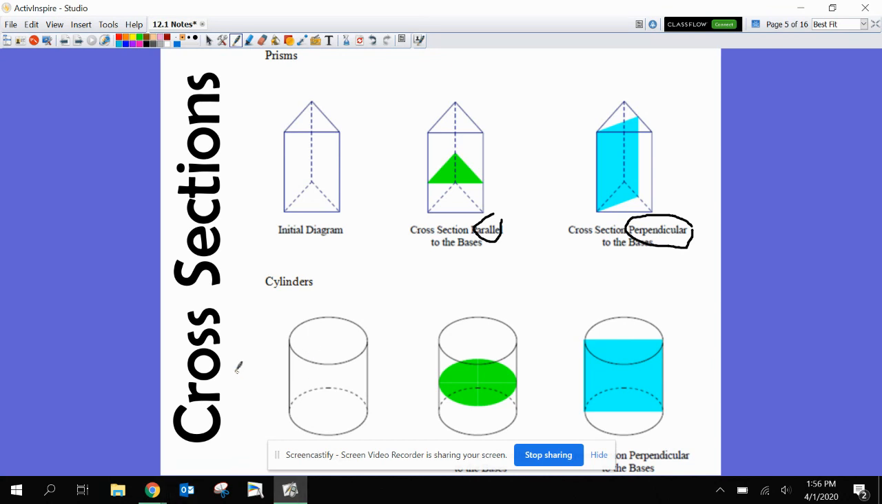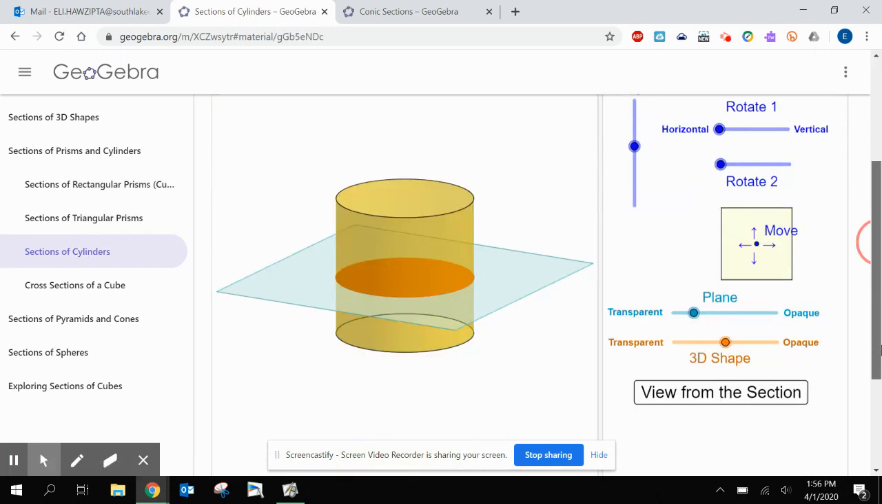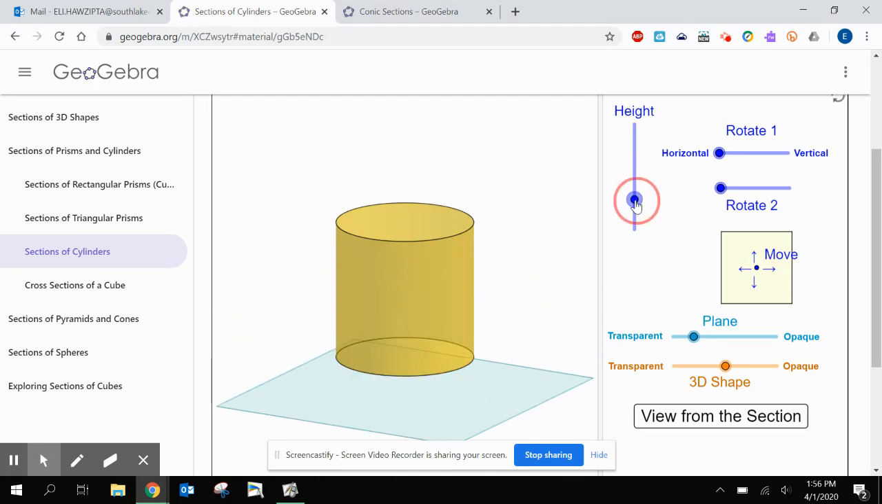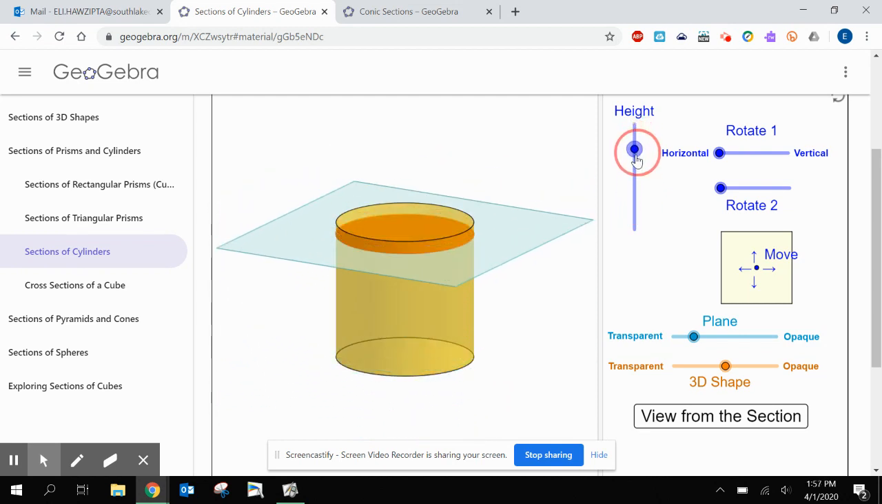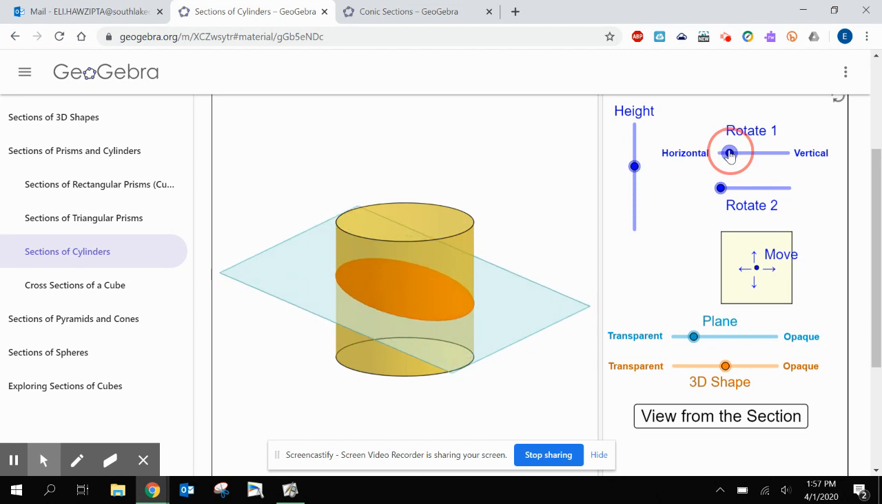And so let me go back to my animation here. Let's go to cylinders. And so we'll do the same thing. We'll play around with this a little bit. Here's my cross section. And now the plane is below the cylinder, so there's no cross section. Here's my cross section. And so I'm just going to let you see that the cross section is a circle. And what we'll do is we will rotate the plane horizontal.